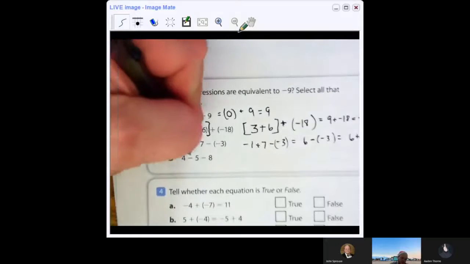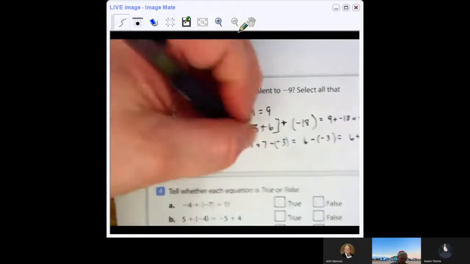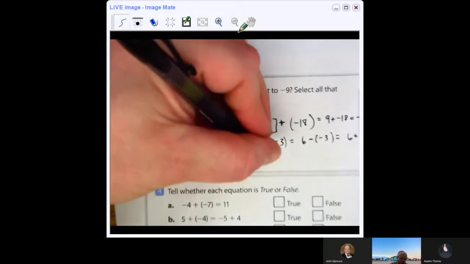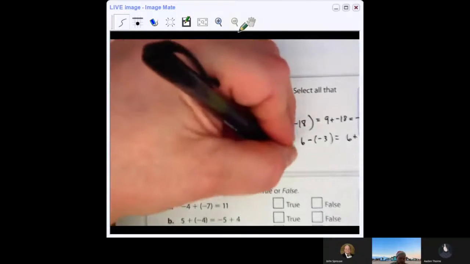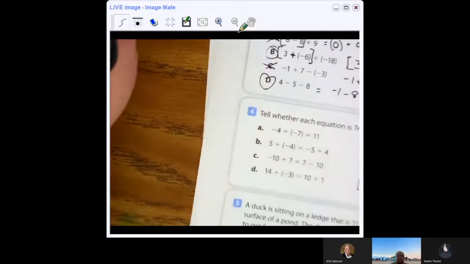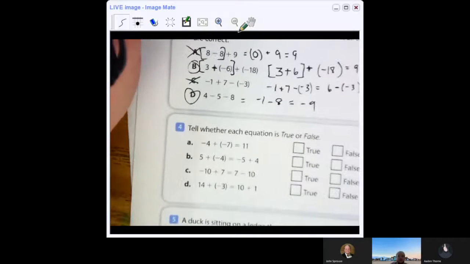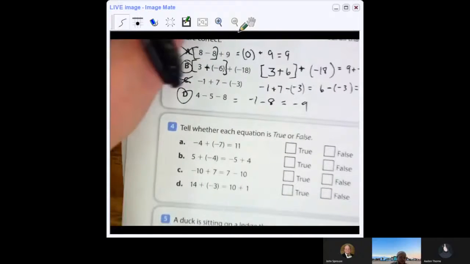We have 4 minus 5 minus 8. 4 minus 5 is equal to negative 1. And if I were to take 8 from negative 1, I'd get negative 9. And that's what I want. Good. So tell whether each equation is true or false.